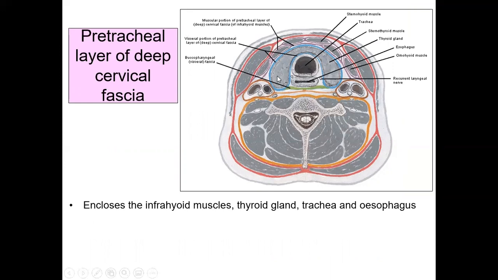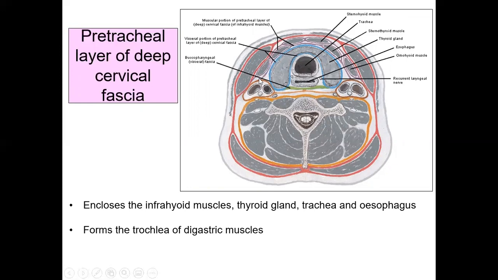The pretracheal layer of the deep cervical fascia also encloses the infrahyoid muscle, the thyroid gland, the trachea, and also the esophagus. So you can see here the green color line there. It encloses the infrahyoid muscle. Not only that, it also forms the trochlea of the digastric muscle.